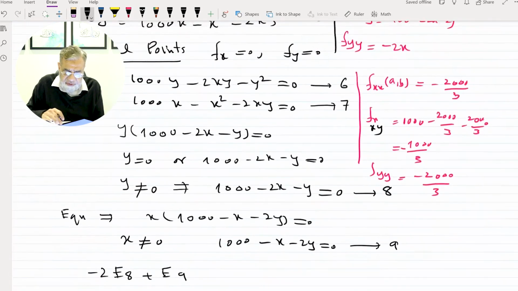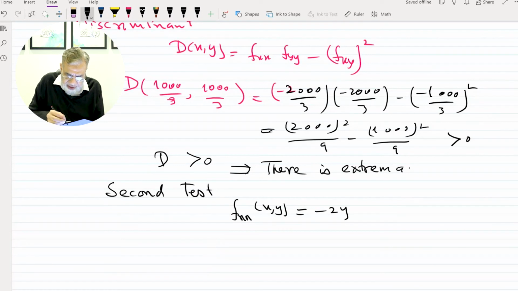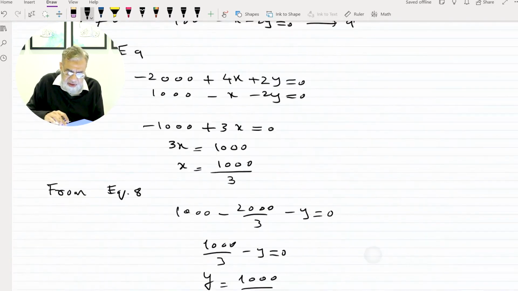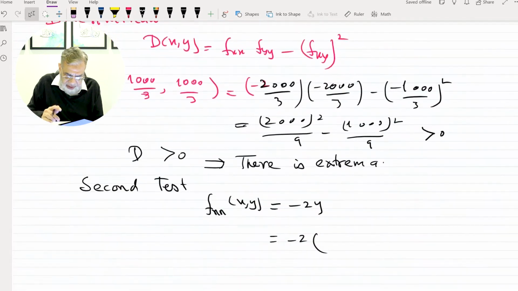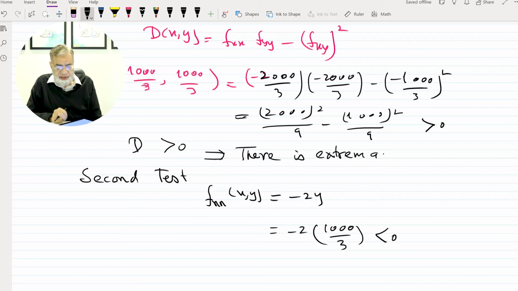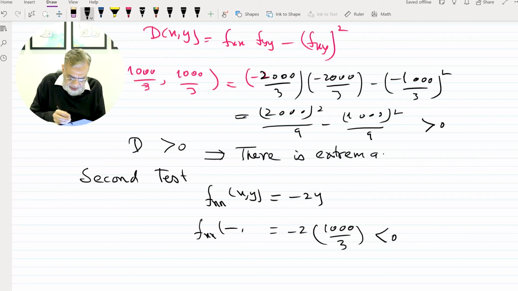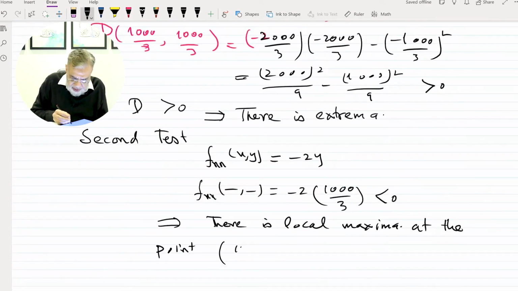We can take f of xx or f of yy. So this value is minus 2y, equal to minus 2 into the value of y. The value of y we have calculated here, that is 1000 by 3. So we have minus 2000 by 3, and this value is less than 0. We substitute the value at the point we have taken, and this is less than 0. This implies it is a local maxima. So we have a local maxima for this function at the point 1000 by 3, 1000 by 3.